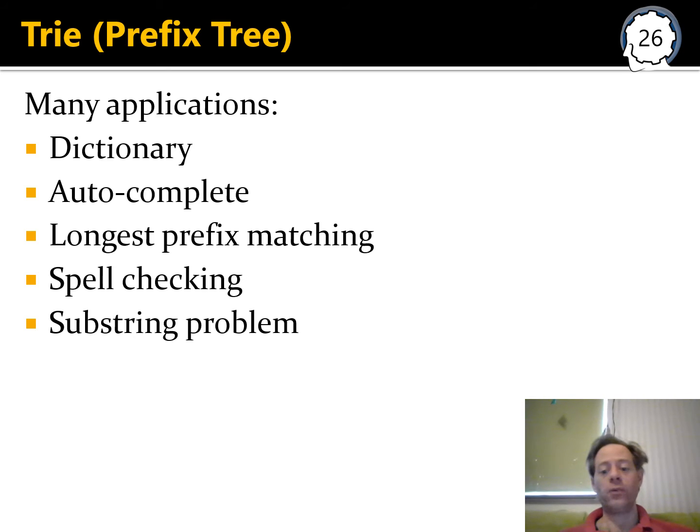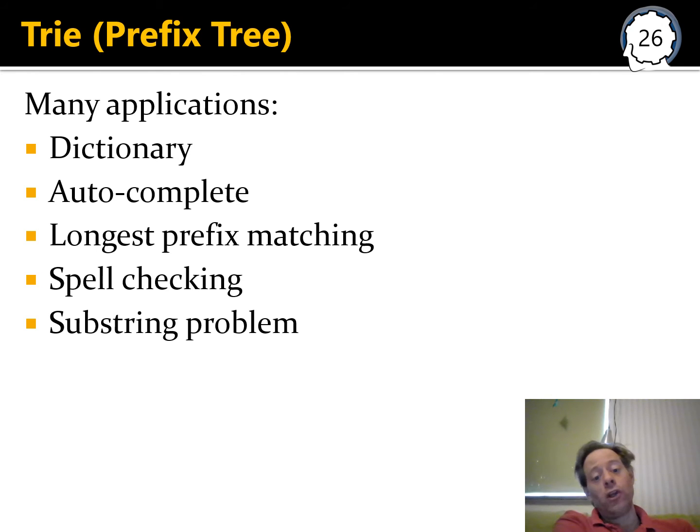So what can you do with this? Well, you can use it, for example, to build a dictionary, so you want to find words. You can use it for autocomplete. For example, in the good old times when we had the T9 autocomplete system, it was based on this kind of approach.